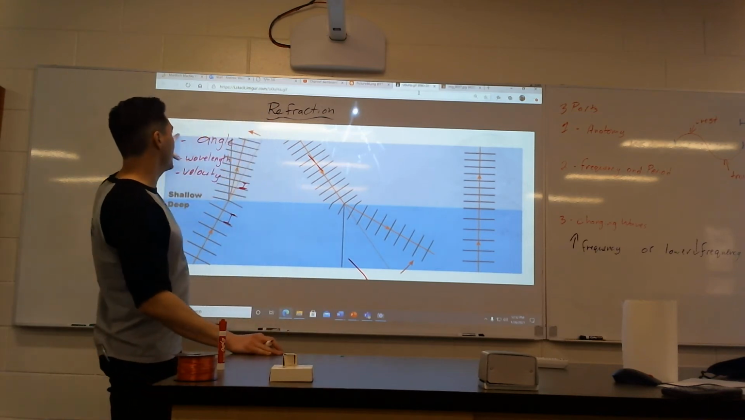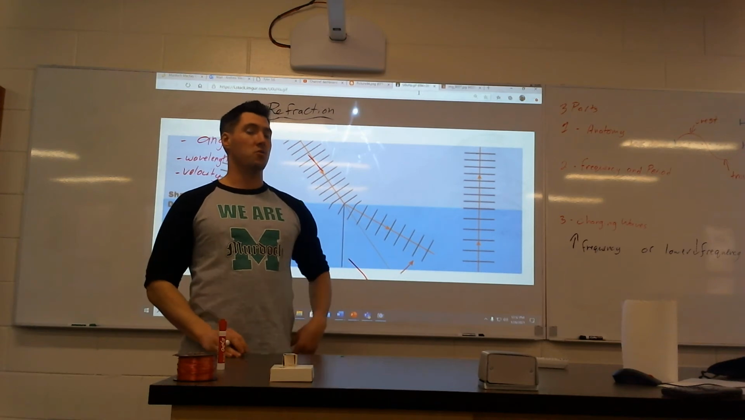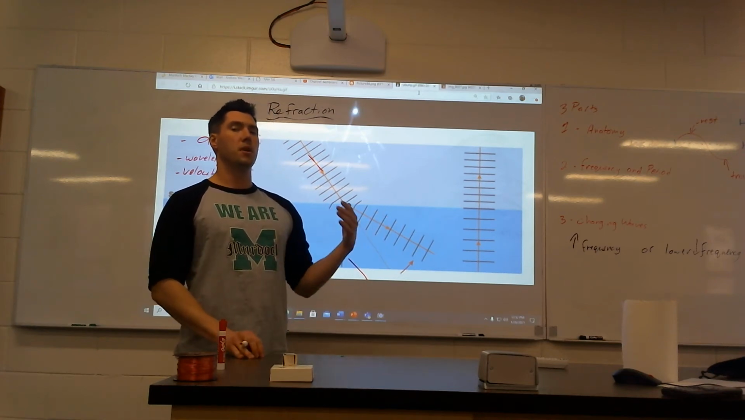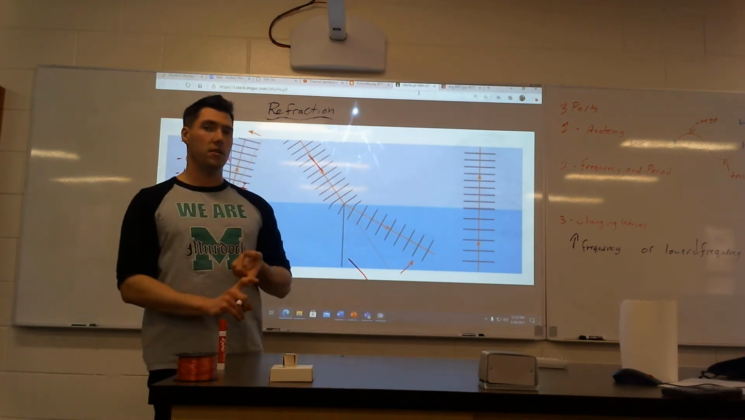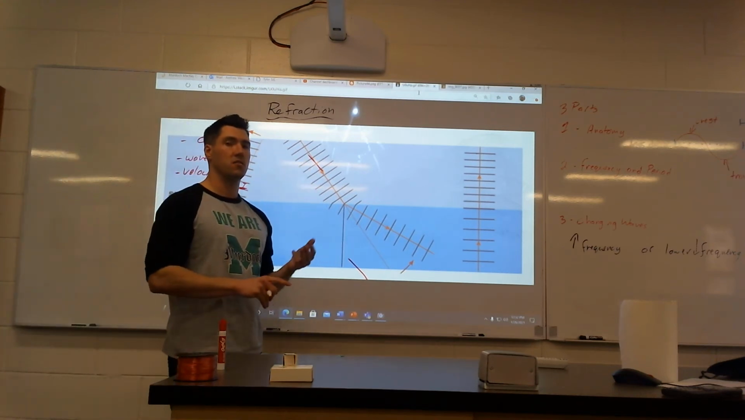So here are the three things that change when a wave is refracted, which means it's still going through this new medium, but it's going to change in three ways. It's going to change its angle, it's going to change its actual wavelength, and it's going to change its velocity. All those three things are going to change.